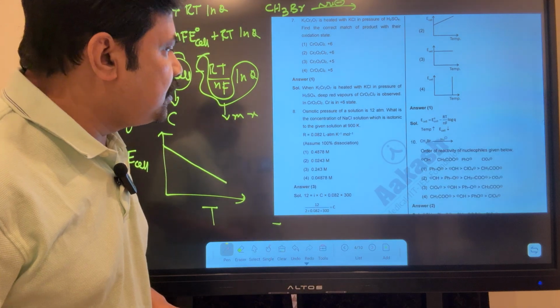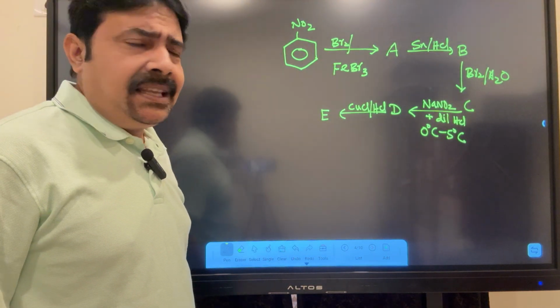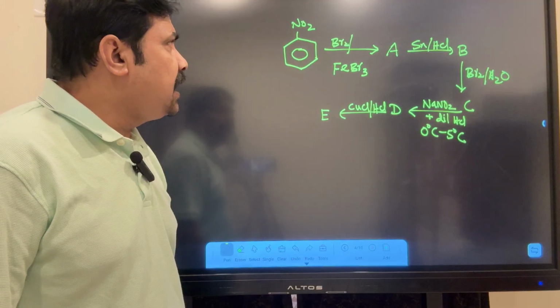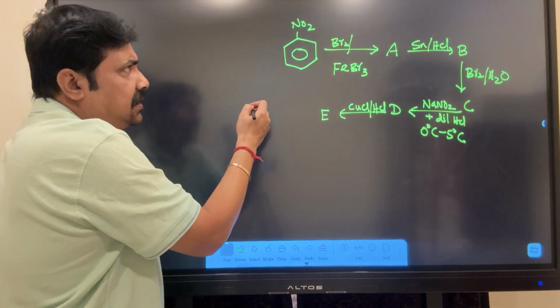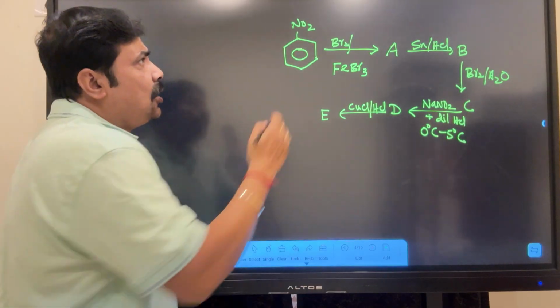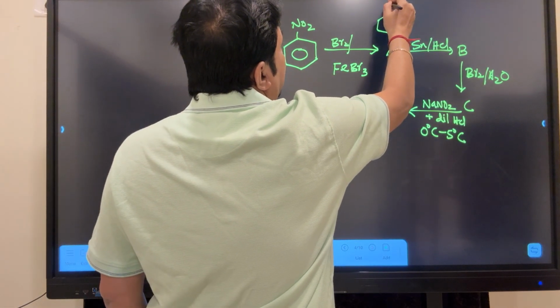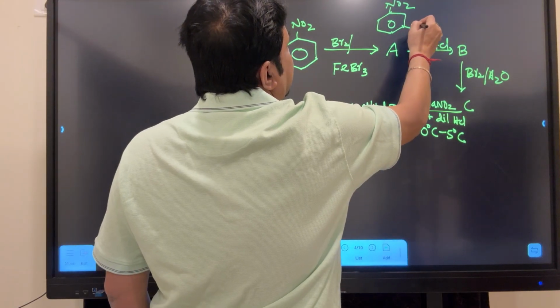In the next question, if you look carefully, they are giving nitrobenzene. In that nitrobenzene, bromine with FeBr3 means it's a bromination. Nitro is an electron withdrawing, meta-directing group. What will be your A? Meta-bromonitrobenzene. So you will get your A.